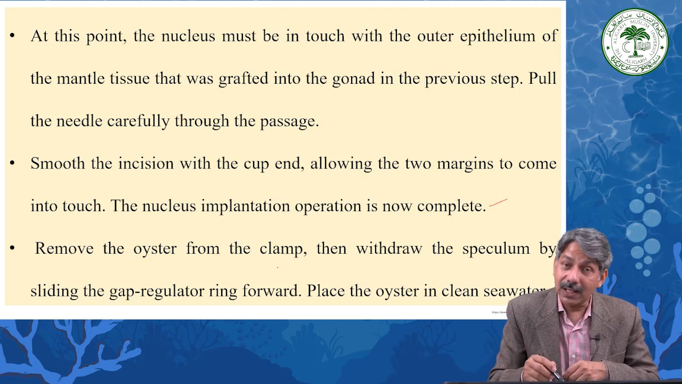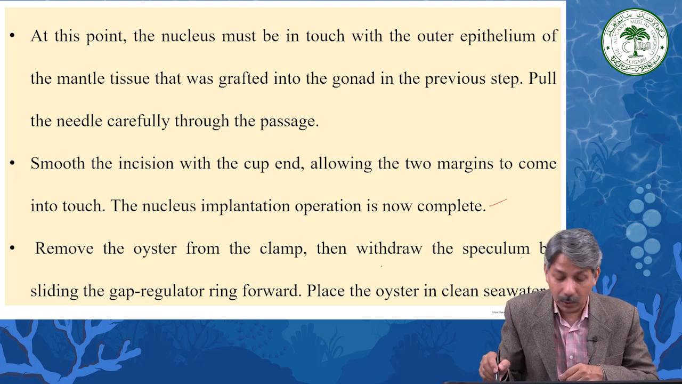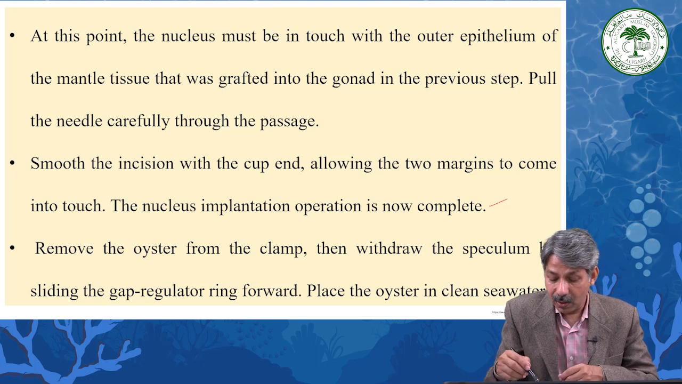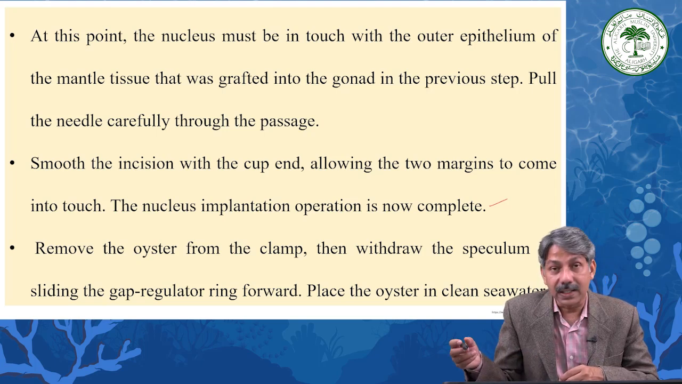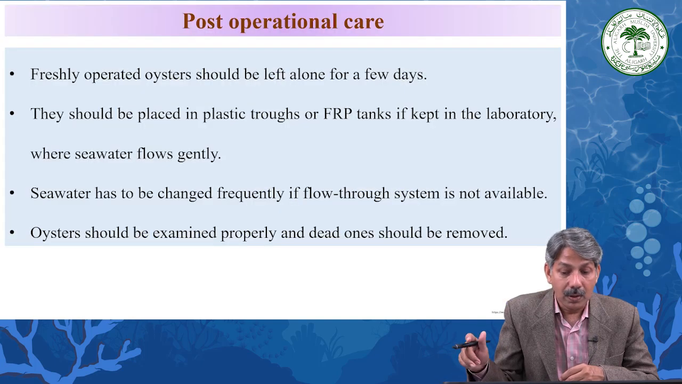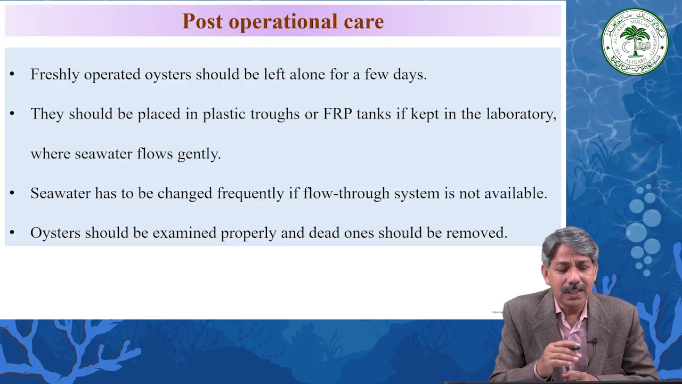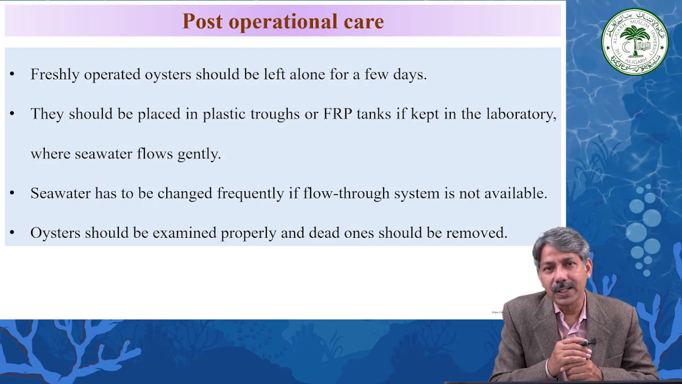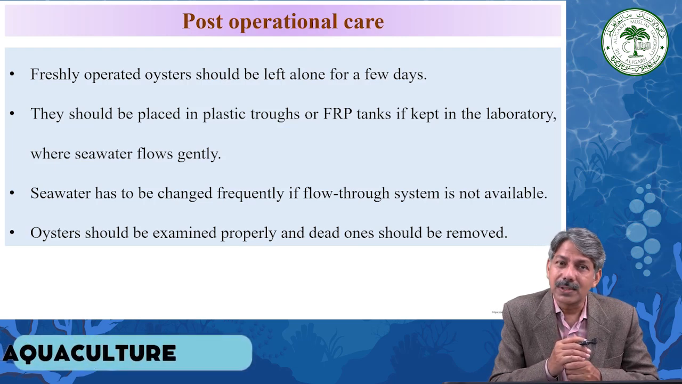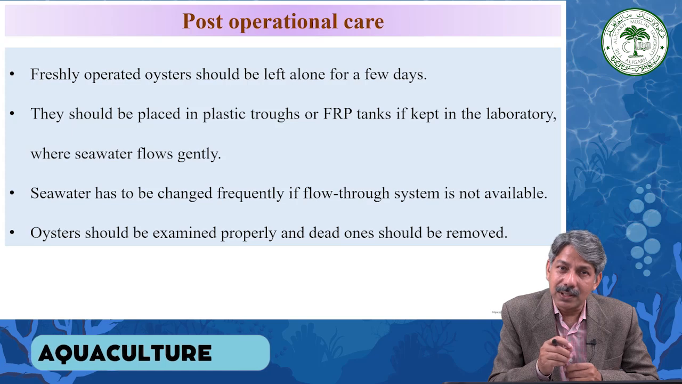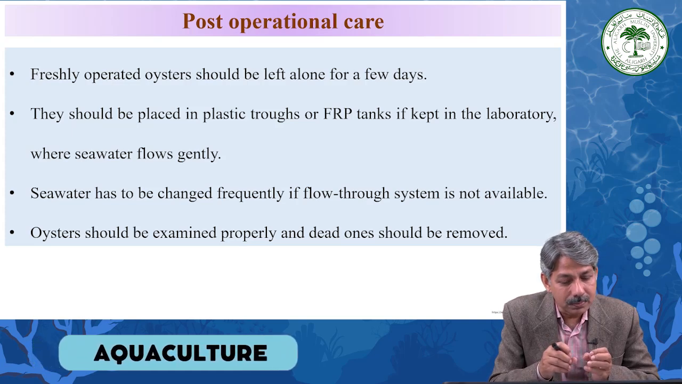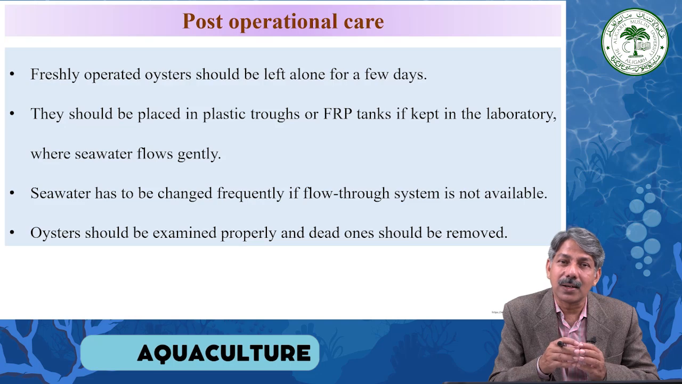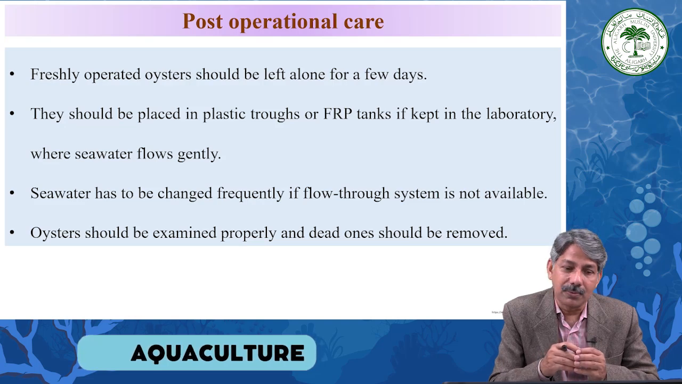Remove the oyster from the clamp now, then withdraw the speculum by sliding the gap regulator ring forward. Place the oyster in clean seawater now. Now, whichever method you are using to put the nucleus, the ultimate aim is that the mantle epithelium should be induced to form a sac and a nacre around it, and that will ultimately form the pearl.